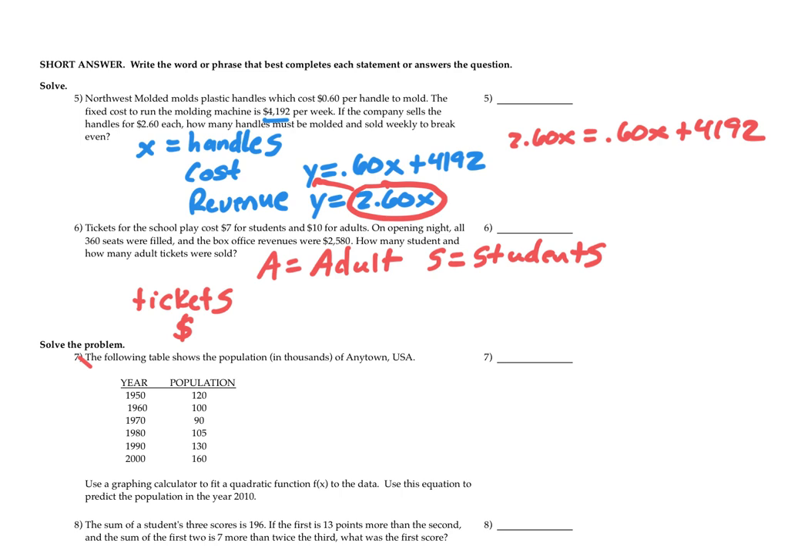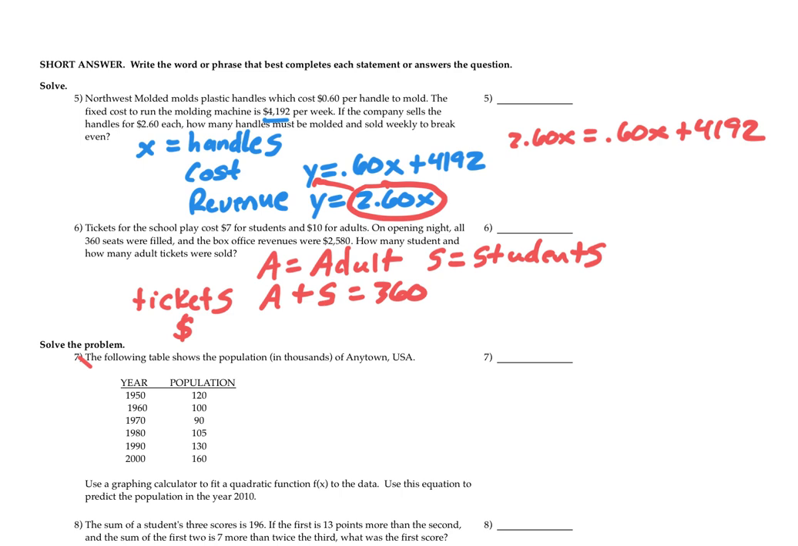So tickets, I'm going to sell 2 types of tickets. So the number of adult tickets plus the number of student tickets equals my total number of tickets. Has to be some combination that adds up to be 360. I could sell like 200 of one kind and 160 of the other, or there's tons and tons of combinations that would add up to be 360 here.